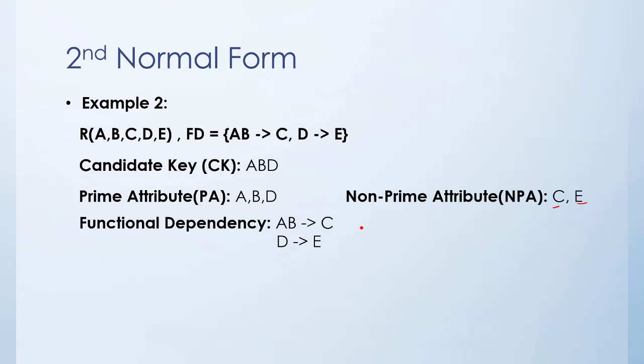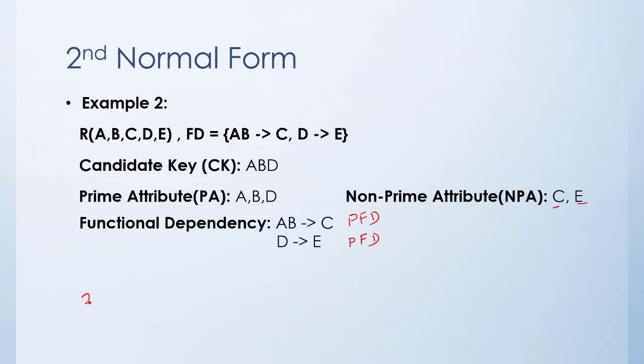So no non-prime attribute is fully functionally dependent on the candidate key ABD, because here no D is present, here no AB is present. So this is a partial functional dependency as well as this is a partial functional dependency. As this is going to cause me a problem in 2NF, as these functional dependencies are violating the condition of 2NF, we need to decompose R into its 2NF form.